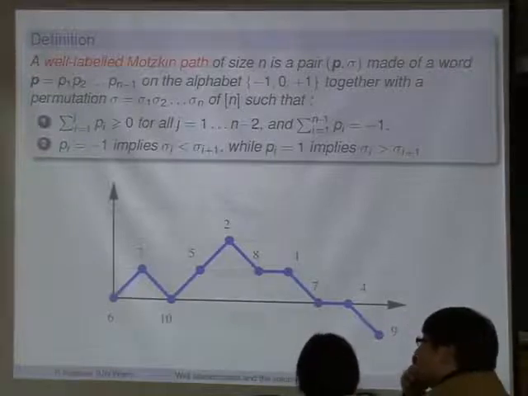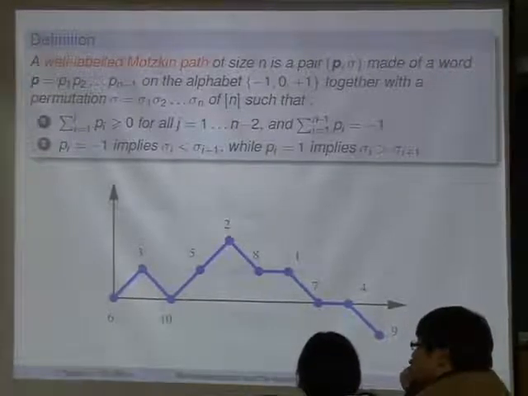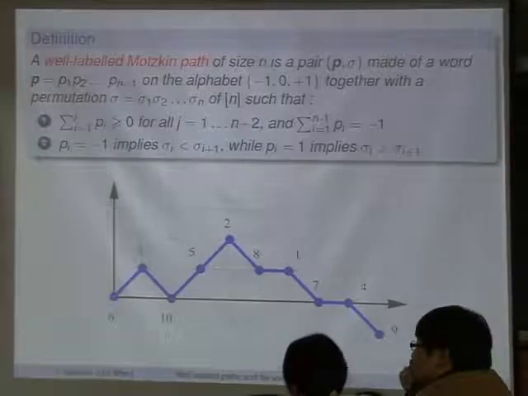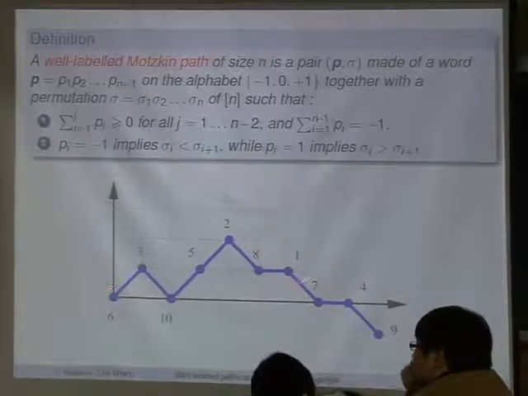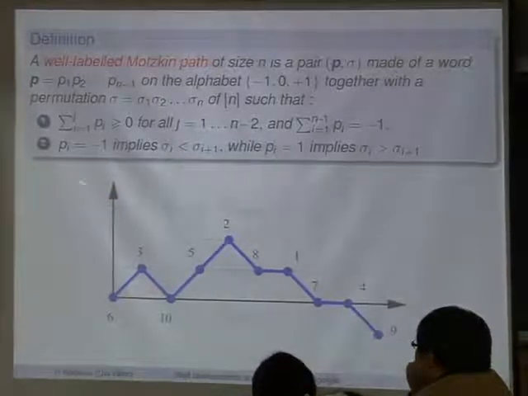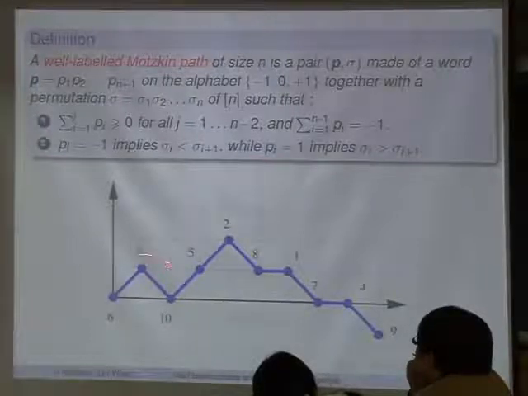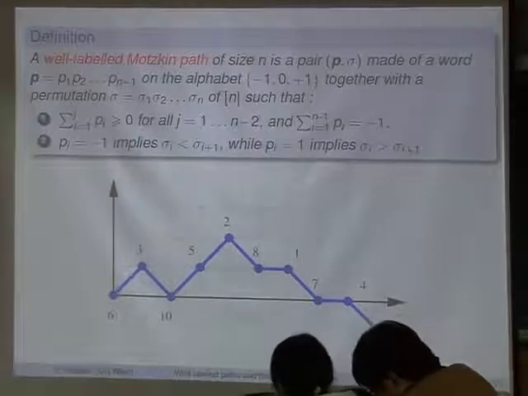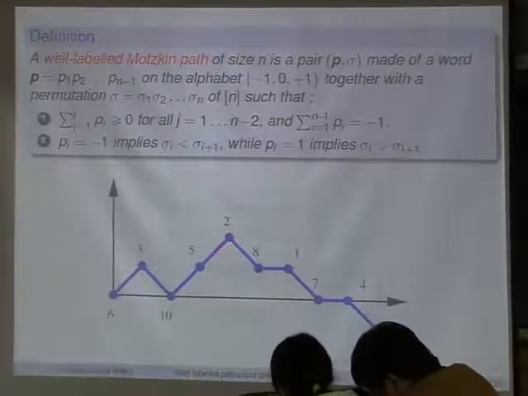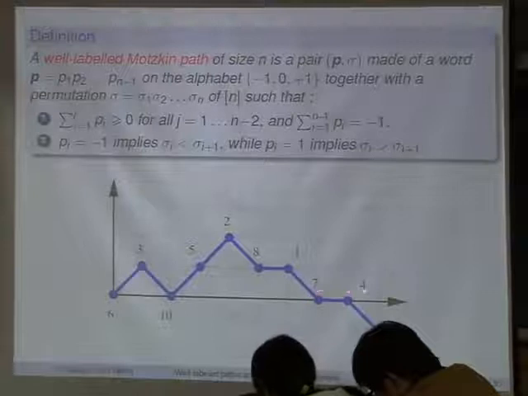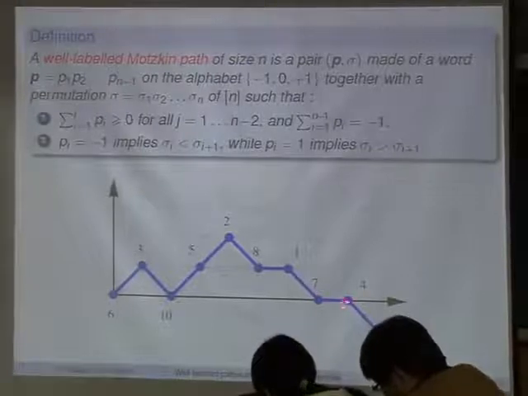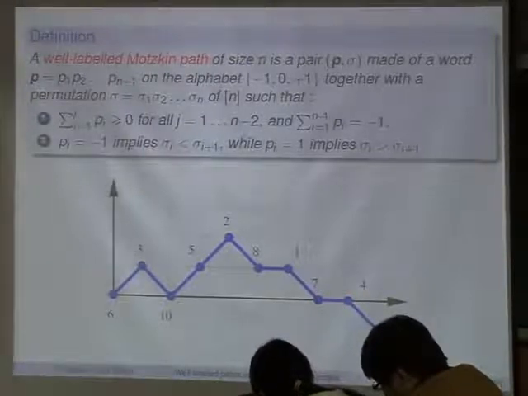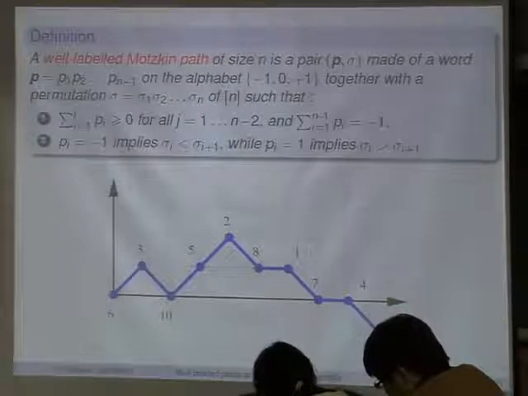I will talk mostly about this well-labeled Motzkin path. They are nearly the same as the other ones, except that the shape is different. So condition 2 is exactly the same, okay? The label on top has to be smaller than the label just below. But this condition just means that it has to stay positive, except the last step that has to go from height 1 to height -1. So these are also called extended Motzkin paths.